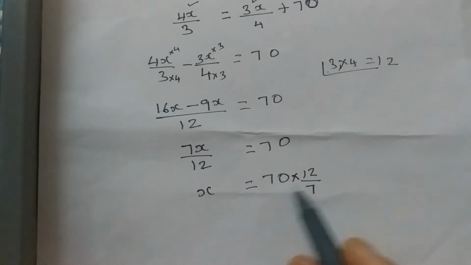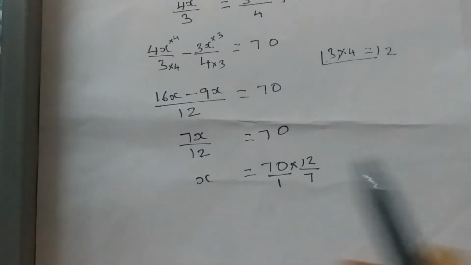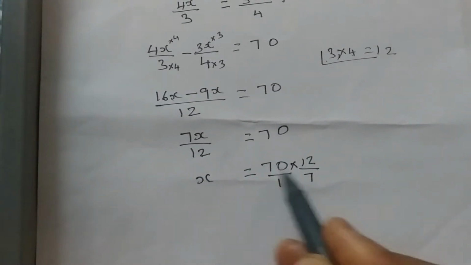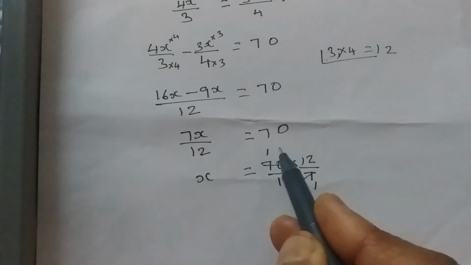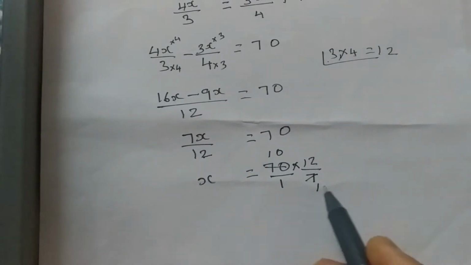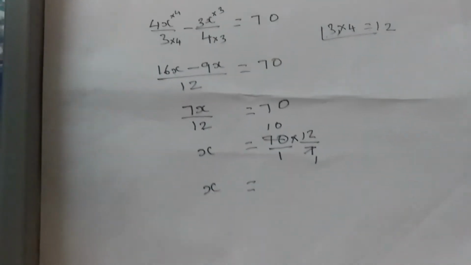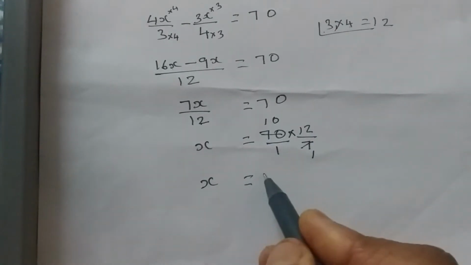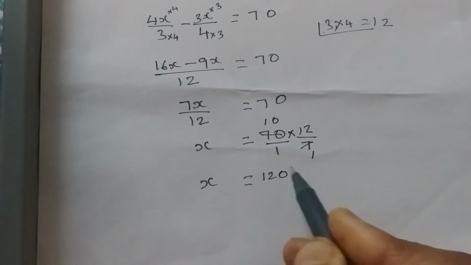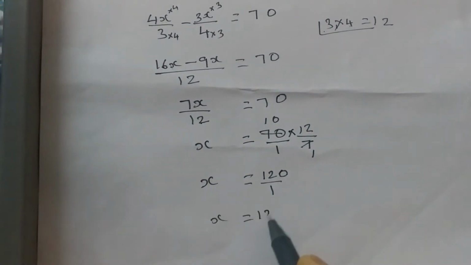Now it is just like multiplication of rational numbers. 70, how to make it a rational number? By 1. Now cancelling 7 and 70. Yes, by the 7 table. 7 ones are 7. Here 7 tens are 70. That's all. The new denominators are 1 and 1. There is nothing to cancel. So multiply both the numerators. Both are positive. 10 into 12 is 120, divided by 1 ones are 1. So x is 120.